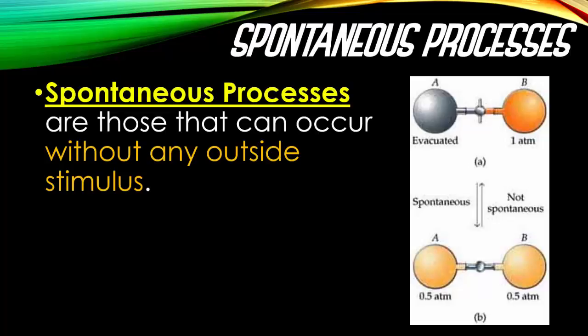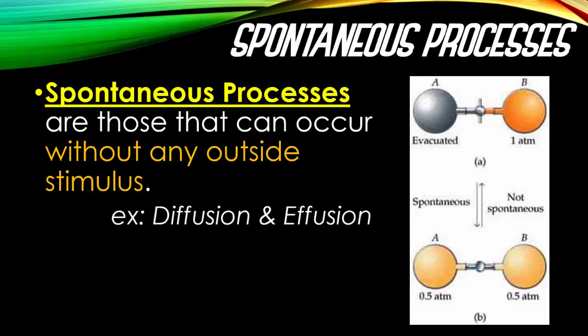So to begin, a spontaneous process is any process that can occur without outside stimulus, which means that it can occur without a scientist or some other sort of outside force causing the reaction to occur. For example, that would be like lighting paper on fire. Normally, when we talk about spontaneous processes, we think of diffusion and effusion, as molecules spontaneously move from one chamber into the other. As we say, we eventually will get into an equilibrium.